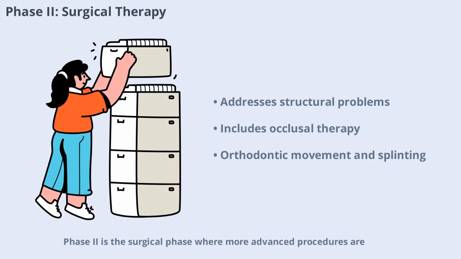Phase 2 is the surgical phase, where more advanced procedures are performed to correct underlying structural problems. This may include occlusal therapy to adjust the bite, minor orthodontic movement to reposition teeth, and provisional splinting to stabilize mobile teeth. Surgical interventions are carefully planned based on the patient's response to Phase 1 therapy.